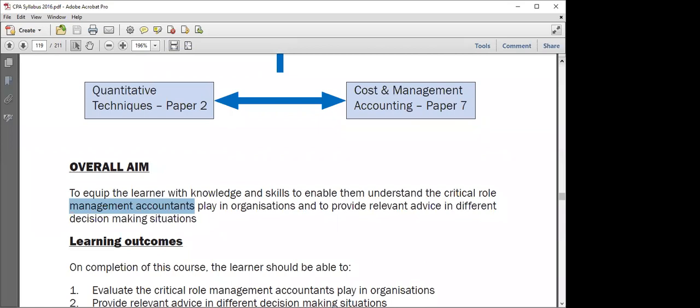Once you're done with this paper, this should be able to reflect even in the work that you do, because you're presumed to be able to add value to the organization in everything that you do.